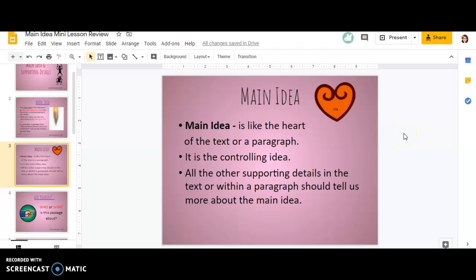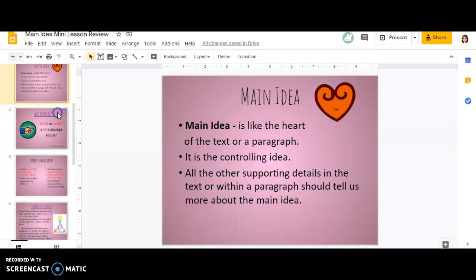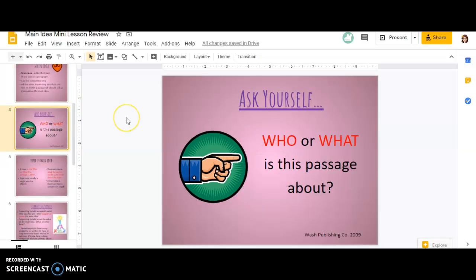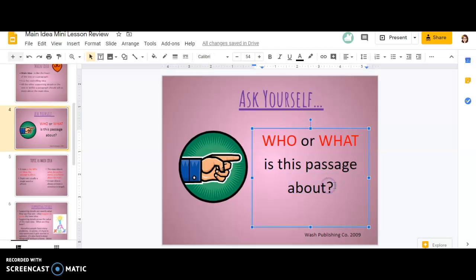But all ideas in a text or a paragraph, you should be able to connect back to that main idea, right? There shouldn't be any ideas that are not related to it in any way. So when you're reading, the first thing you have to do when you are figuring out the main idea is figure out the topic, right? Who or what is this passage about? Because that's going to be your topic, and that's the very first step.